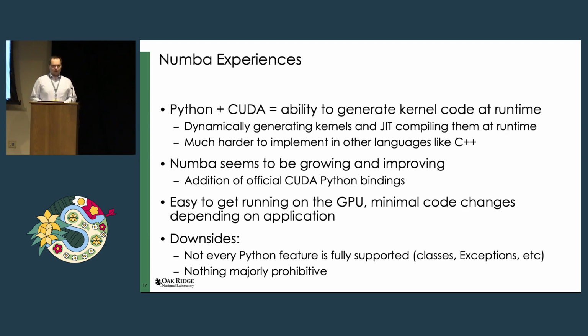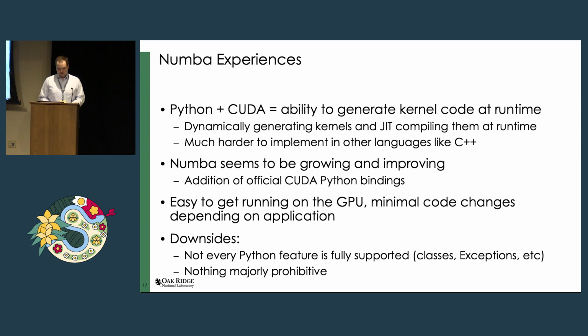Numba also seems to be growing and improving. It is constantly being updated and is very active in the community as well. They just recently added official CUDA Python bindings, which is good. So Numba is constantly changing and adding more features. And overall, Numba makes it easy to get something running on the GPU with minimal code changes needed. But this, of course, depends on the application, what the data structures look like, and that kind of thing.